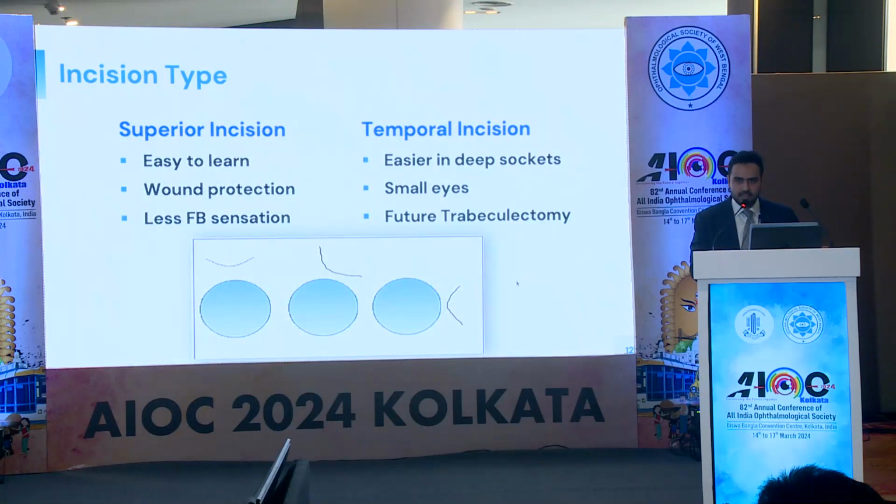So the next thing is incision type. There are multiple incision types. We can go for a superior incision, temporal, or superotemporal incision. Superior incision is the one that we usually go for in post-graduation because it is easy to learn. There is more wound protection and lesser foreign body sensation to the patient. The temporal incision is the one that we should go for because we want to correct the against the rule astigmatism in these patients. And also it is easier in deep sockets, and the most important thing is that in future trabeculectomy patients also the conjunctiva is spared.